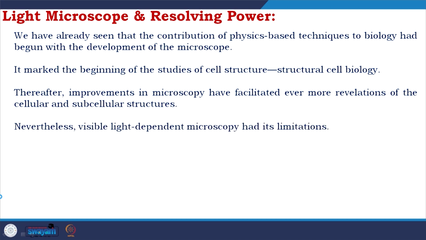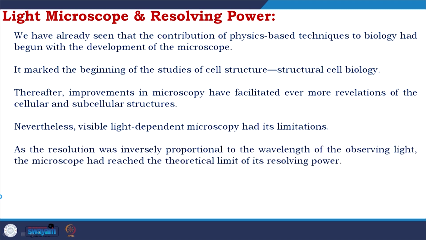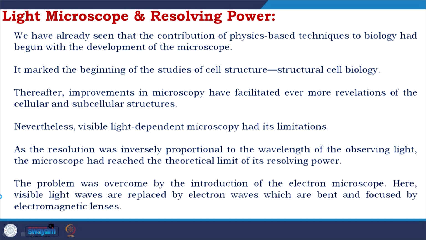Nevertheless, visible light dependent microscopy has its own limitation of the resolving power. As the resolution was inversely proportional to the wavelength of the observing light, the microscope had reached the theoretical limit of its resolving power. The problem could be overcome by the introduction of electron microscope, where visible light waves are replaced by electron waves, which are bent and focused by electromagnetic lenses, hence achieving much more resolution. But when we are talking about biological macromolecules, even the normal electron microscopes are not good enough.